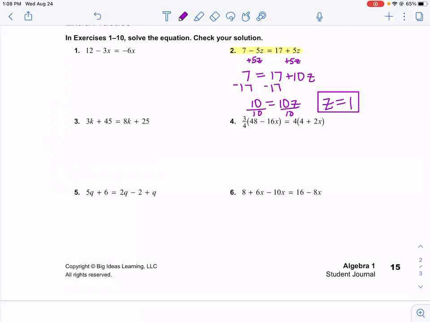Okay, so thank you, Colin, for paying attention. 7 minus 17 is definitely a negative 10. And when we divide by negative 10, our answer is totally a negative 1.